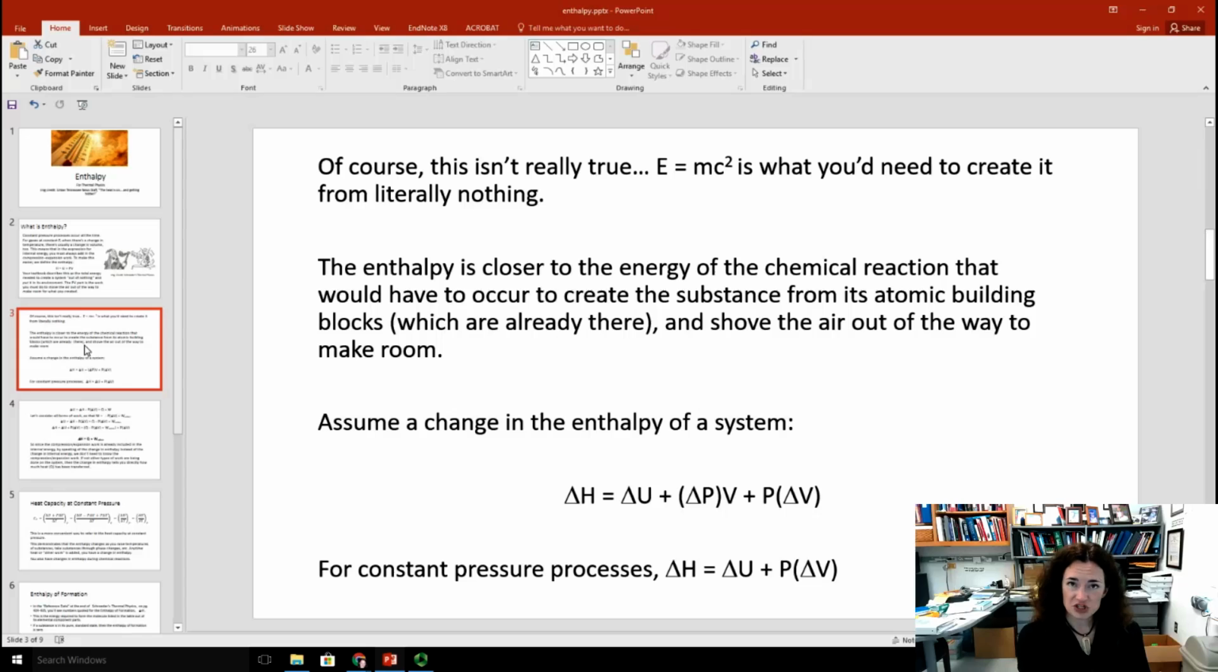So if I differentiate this little expression for H, U plus PV, then I would end up with delta H is equal to delta U plus delta P times V plus P times delta V. But I already said we're most interested in constant pressure processes. So I'm going to take that delta P as going to 0, and that leaves me with the expression for the enthalpy of delta H is equal to delta U plus P delta V.